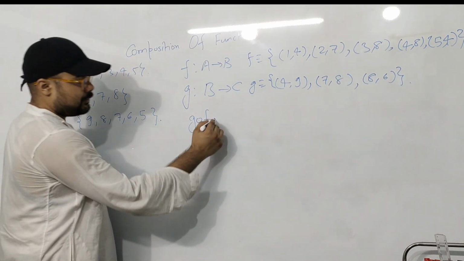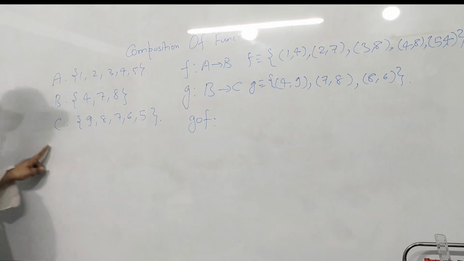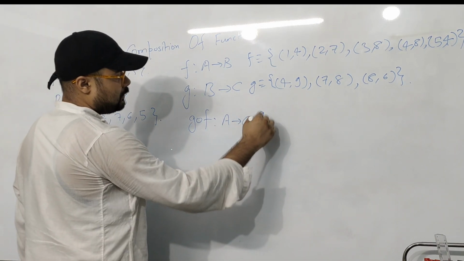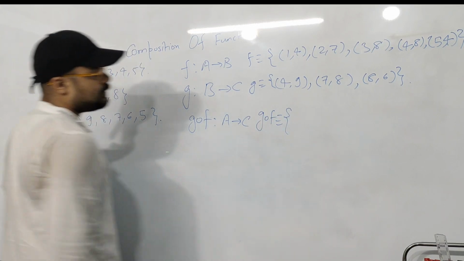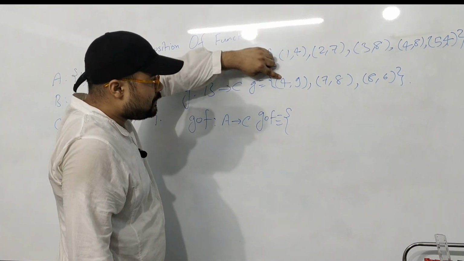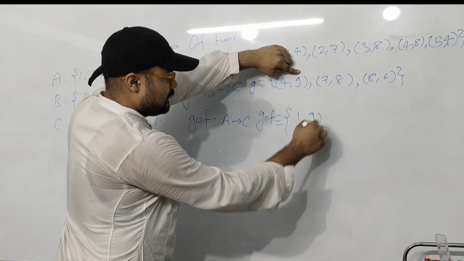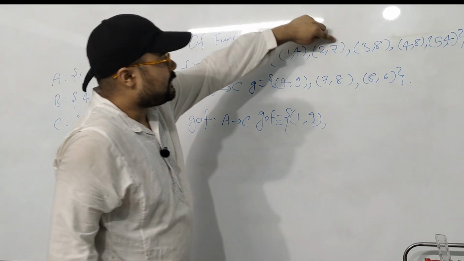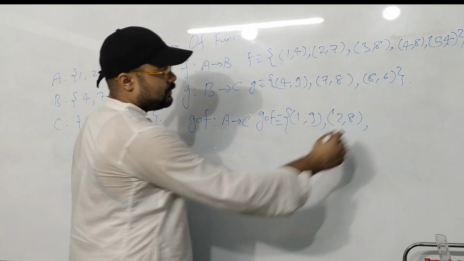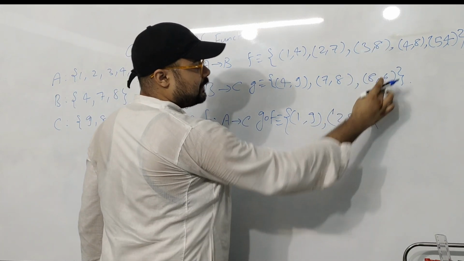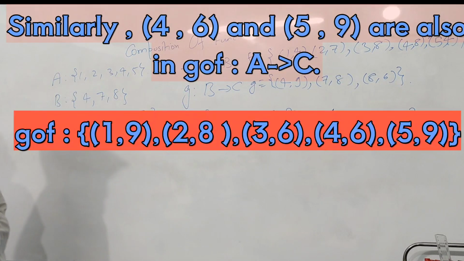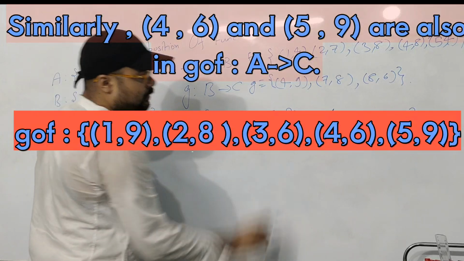Now what will be GOF? GOF will be from A to C. And what are the pairs in it? 1 is related to 4, 4 is related to 9. So 1 and 9. 2 is related to 7, 7 is related to 8. So 2 and 8. 3 is related to 8 and 8 is related to 6. So 3 and 6. So GOF is one-one.